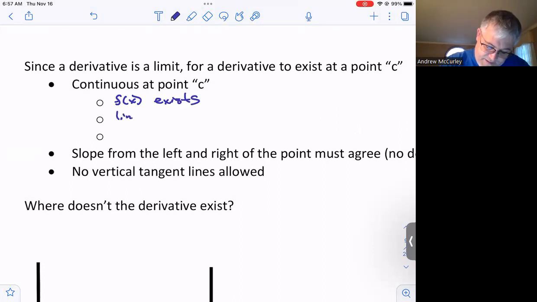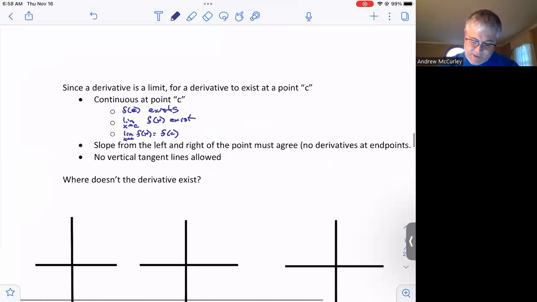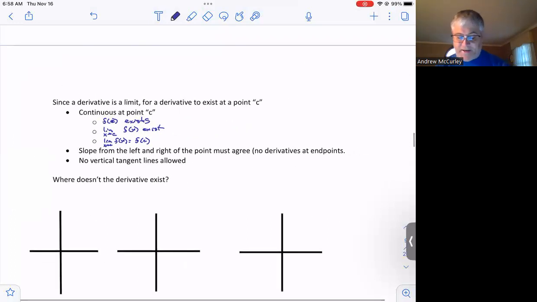The limit as x approaches some point c of f of x exists. This should be a c, shouldn't it? Oops. Exists. And the limit as x approaches c of f of x equals f of c. So there's that continuity there. Slope from the left and the right point must agree. That's a bigger point. Okay, so we know continuity.